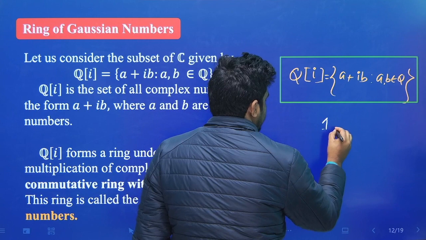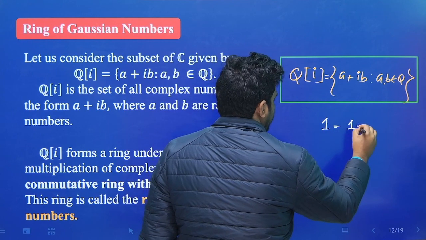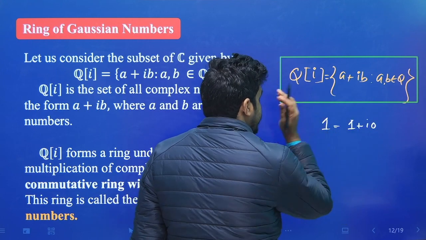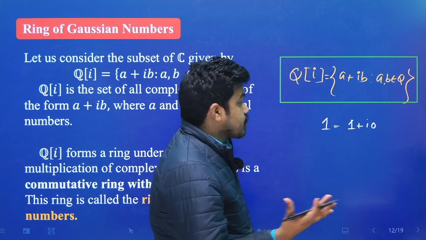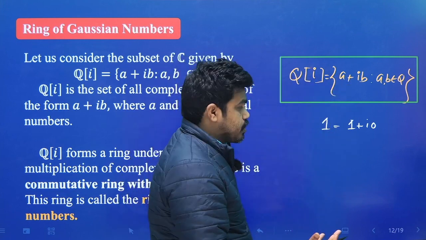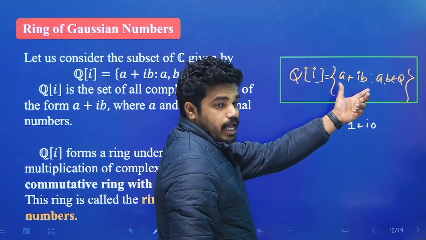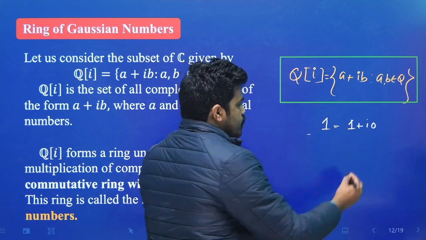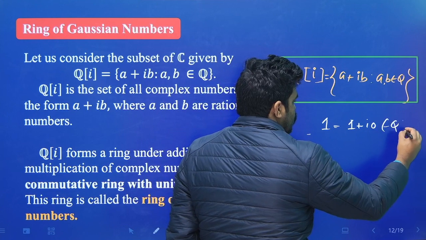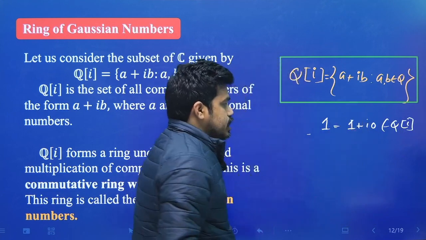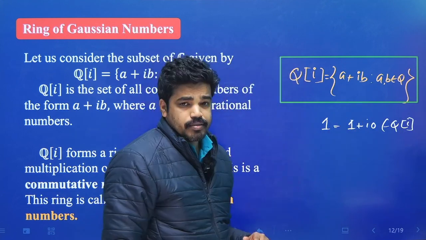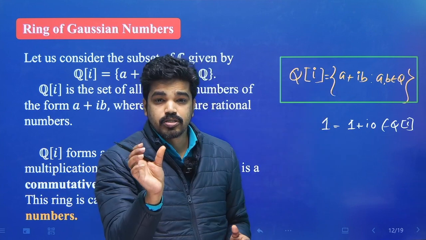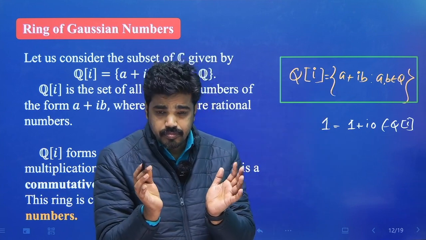1 is the identity. Look, you can write 1 in this form, 1 plus i into 0, because the elements of Z[i] are complex numbers, right? The elements of Q[i] are complex numbers, correct? They will be in the form a plus ib, so 1 is equal to 1 plus i into 0, so 1 belongs to Q[i], so 1 is the unity element, okay? So this is also commutative because complex numbers, right?